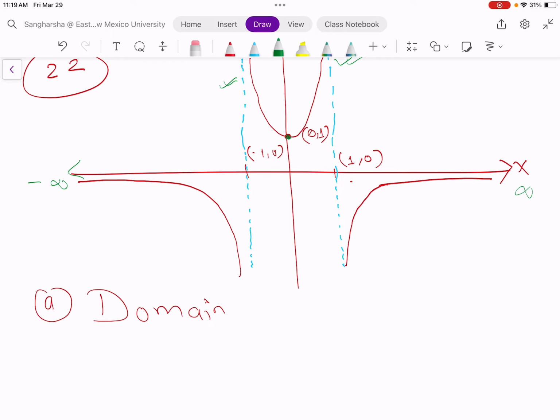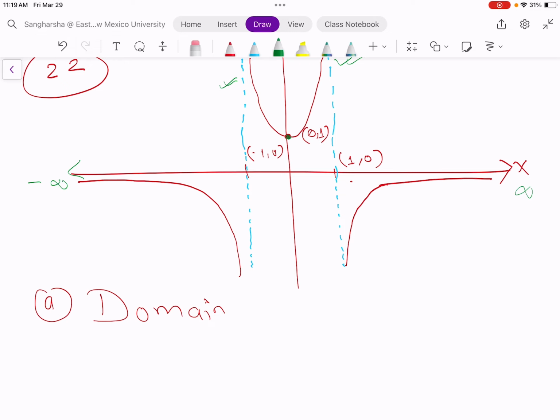Can this graph have every real number as its domain? Is it negative infinity to negative 1, union negative 1 to 1, union 1 to 3? Okay, now this is a rational function, and if you have a rational function, then the points where you have a vertical asymptote are not in the domain, but every other number is in the domain.